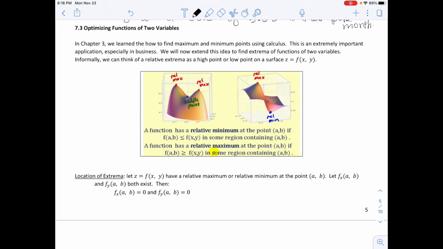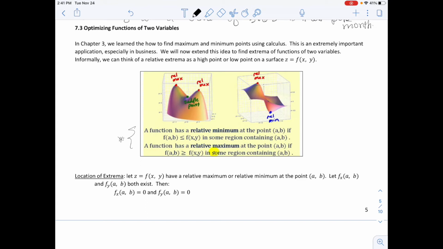And then you'll notice too that we also have something called a saddle point, and we will take a look at that in just a minute. But it says a function has a relative minimum at a point (a, b) if f(a, b) is less than or equal to f(x, y) in some region containing that point. And likewise for a relative maximum, the same thing, but it would be greater than all those other values.